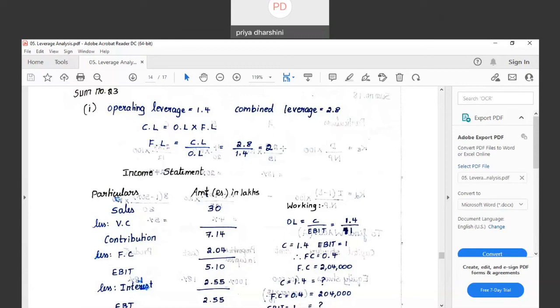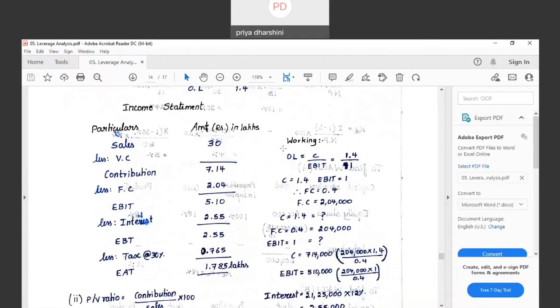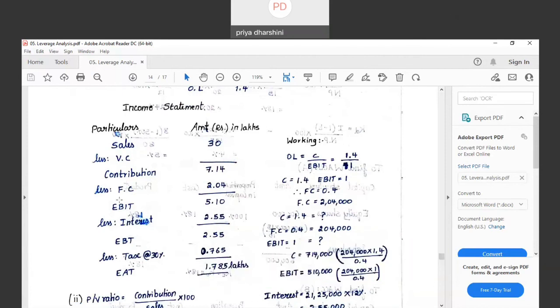Second question, calculate PV ratio and earnings per share. Okay. So how do you find that? You have to prepare an income statement. Okay. So how much is sales? Sales is 30 lakhs. Second question is they are asking you PV ratio and earnings per share, for which you have to prepare the income statement. Start with sales. You first draft the income statement and fill the available information. Sales minus variable cost is contribution minus fixed cost EBIT minus interest EBT minus tax. Tax percentage is given as 30%, earnings after tax.